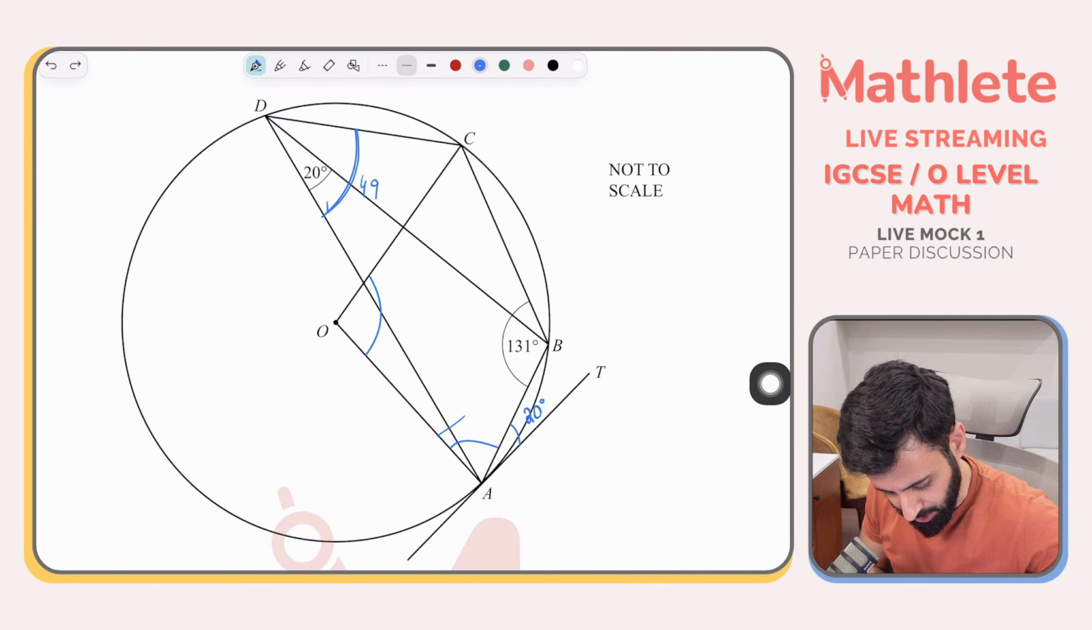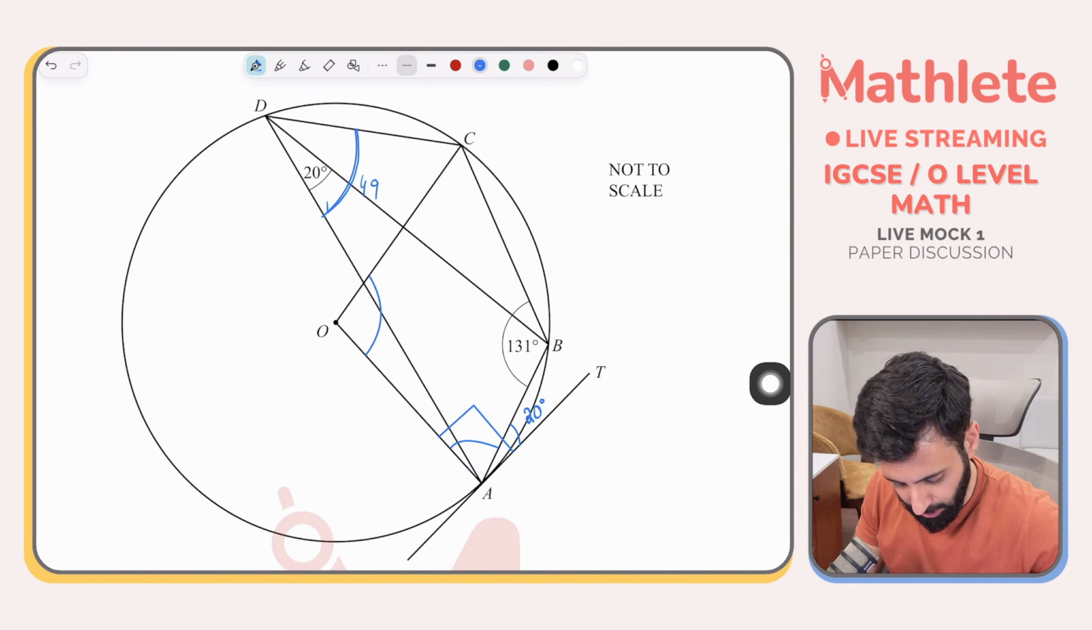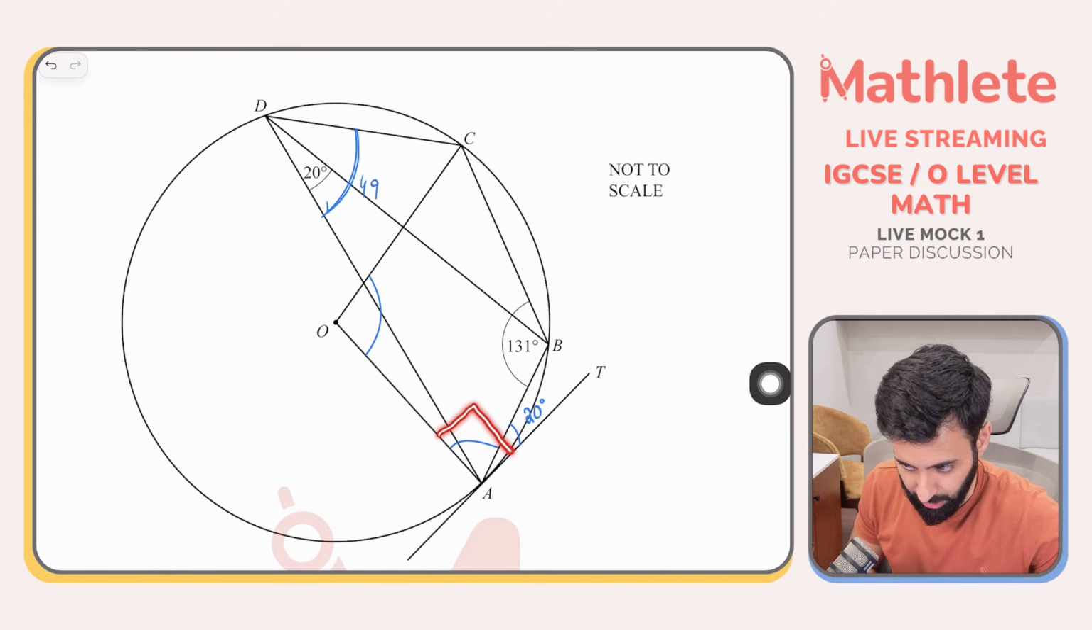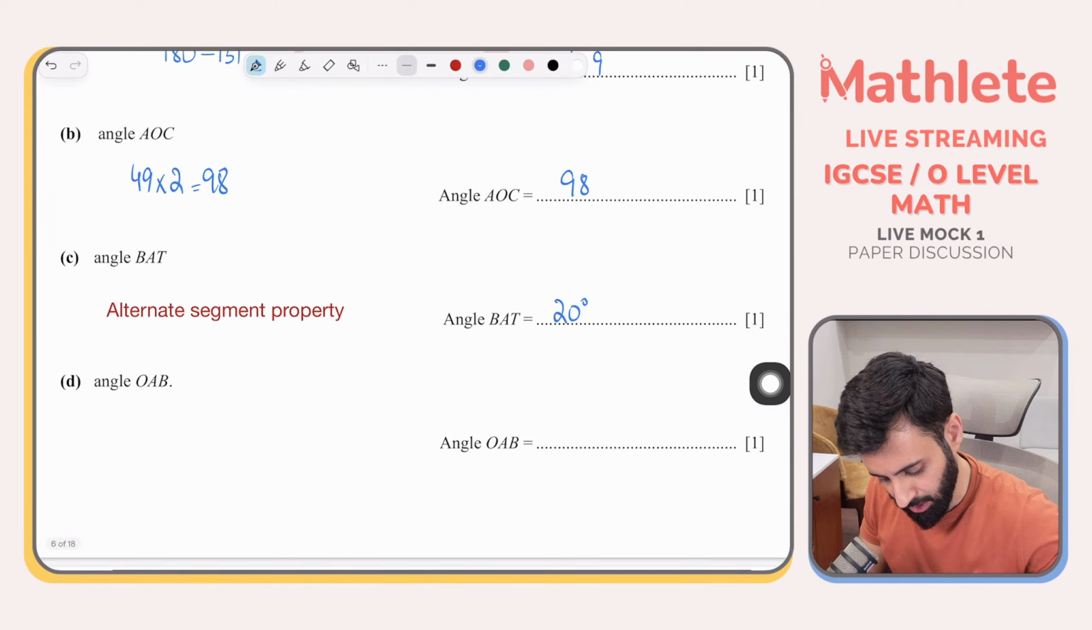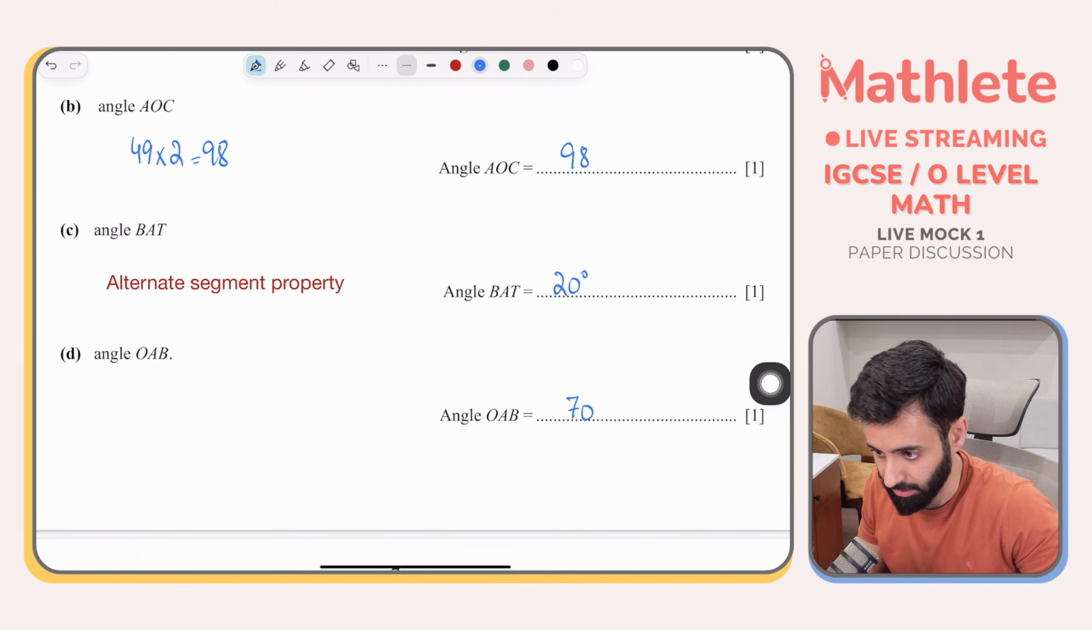This is a radius and tangent. Radius and tangent, when they meet, they make a 90-degree angle. So what's that equal to? That's equal to 70 degrees.